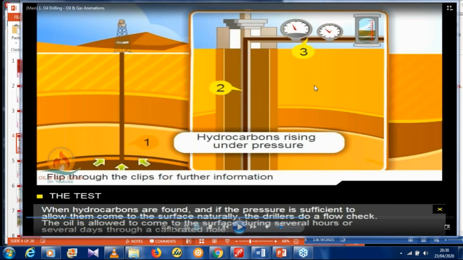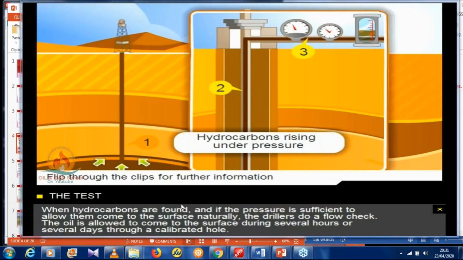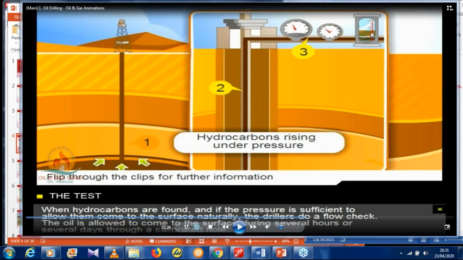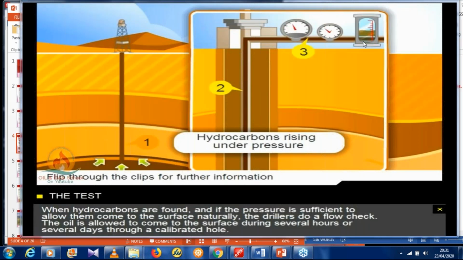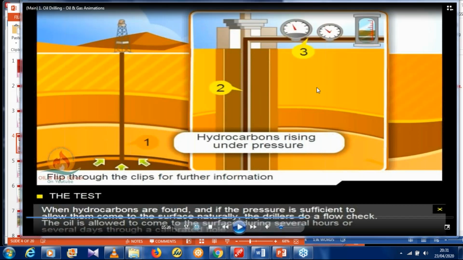Now, when the hydrocarbons are found, and if the pressure is sufficient to allow them to come to the surface naturally, the driller does a flow check. The oil is allowed to come to the surface over several days through a calibrated choke. Calibration means putting a kind of measuring or reading system in place to know the level, for control or monitoring.